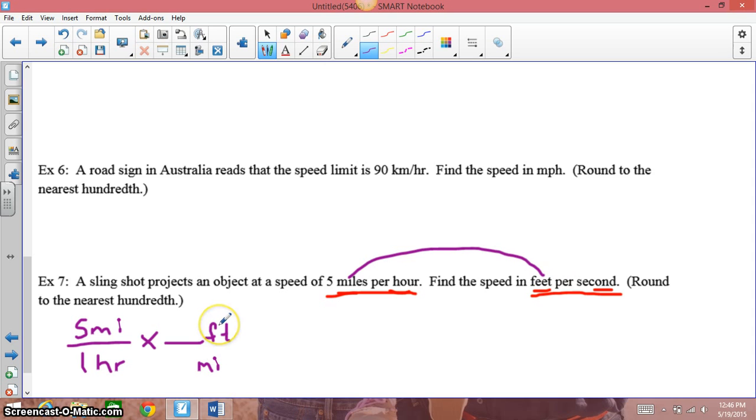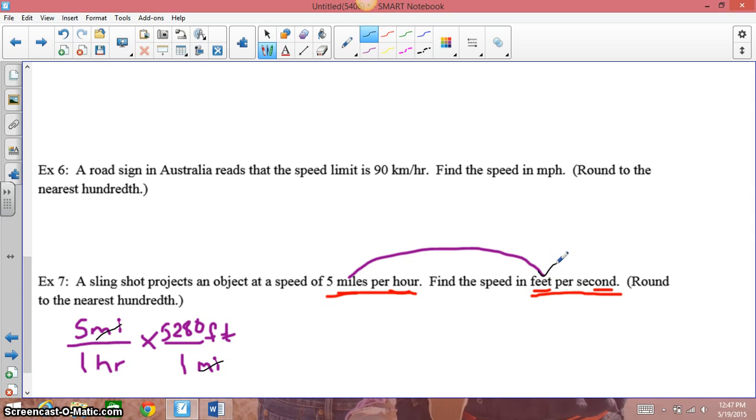And your conversion sheet tells you that there are 5,280 feet in 1 mile. Since the 5280 is associated with the feet, the 5280 has to go up top where you've put feet in every 1 mile. That way then, miles have canceled out. You're left with feet up top, which is what we wanted.